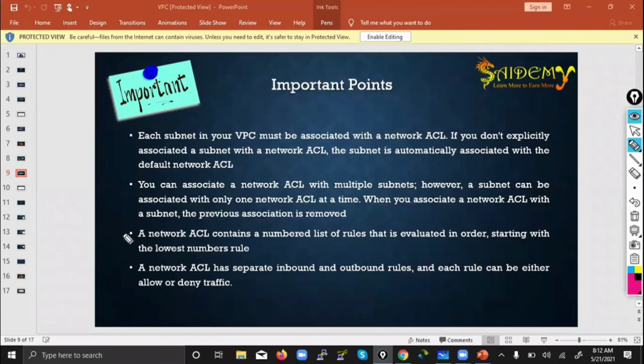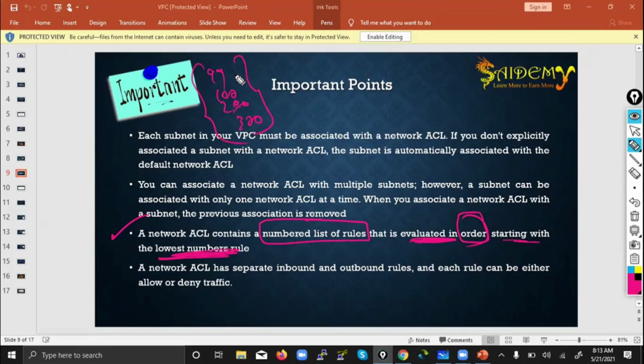Right. The third point is that a NaCl contains a numbered list of rules that is evaluated in order. This is actually the proper concept. This is the main thing. Evaluated in order, starting with the lowest number rule. That is the reason why I say, don't think numbers are simple, guys. I can give 100, I can give 99, 200, 300. Yes, you can give any number. But what is the logic behind these rule numbers? Yesterday I told you which type of rules you should give the lowest numbers, and which type of rules you should give the highest numbers.